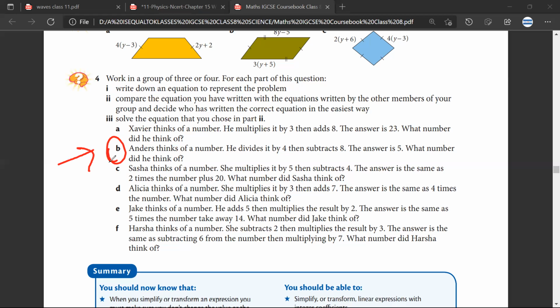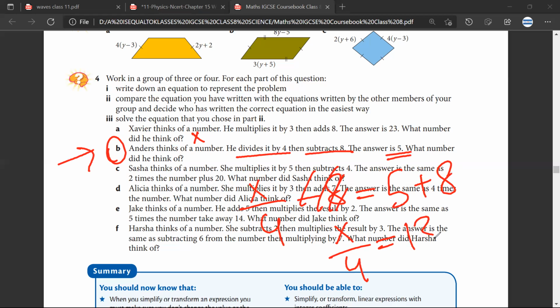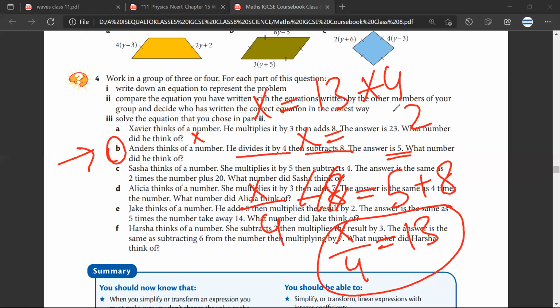Sarthak, B part. So a number is x. So x upon 4 minus 8 equals 5. Shabash. So minus 8 will come to the right hand side. So it will become plus 8. And then x upon 4 equals 13. Shabash. Then 4 will come to the right hand side. So 13 into 4. Shabash. Satya, any doubt? No, sir.